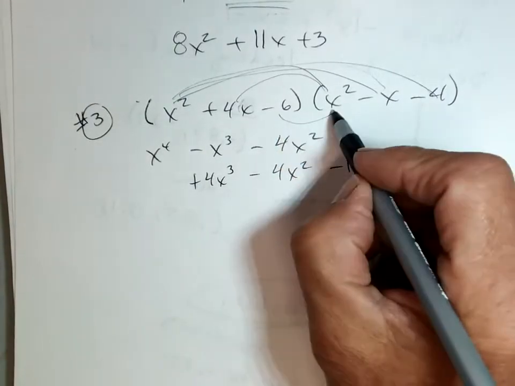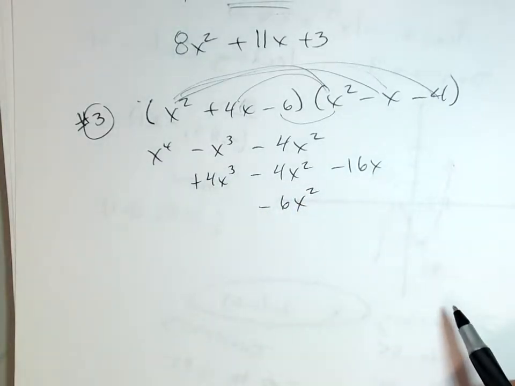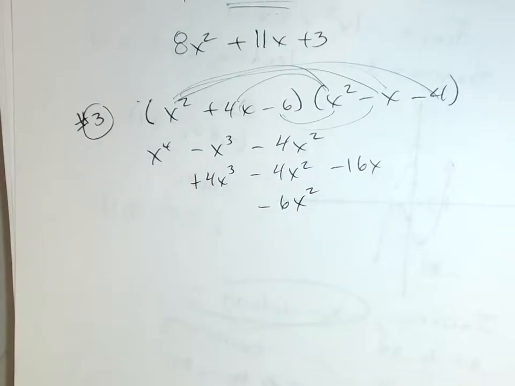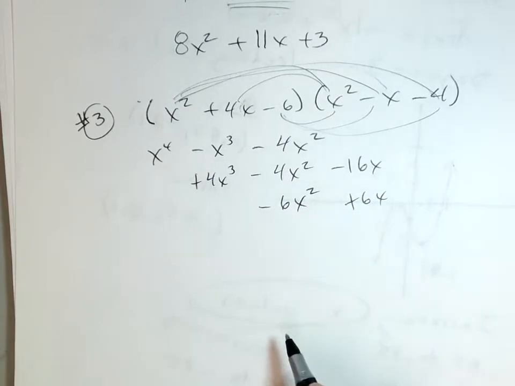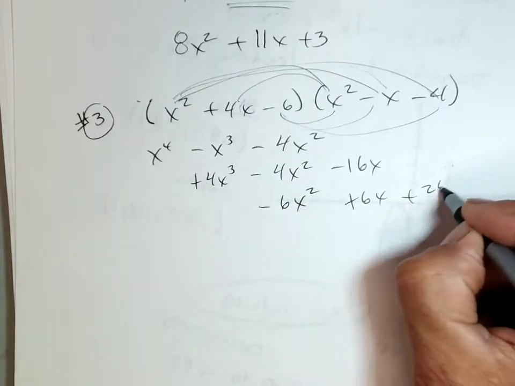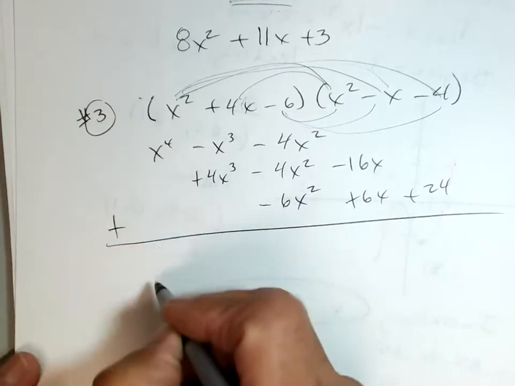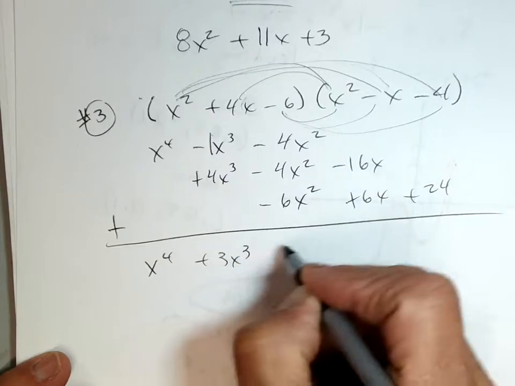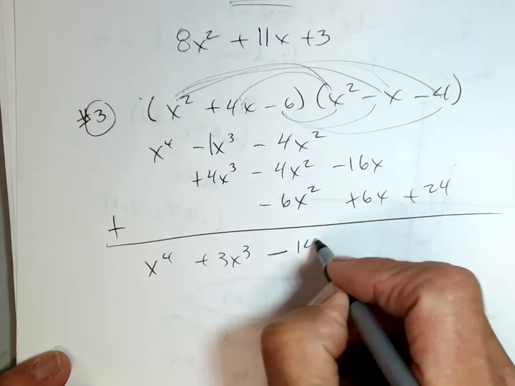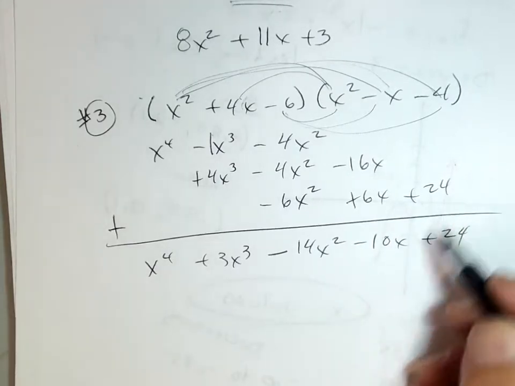So negative 6 times x squared is a negative 6x squared. Put it there. Negative 6 times negative x is a positive 6x. Put it there. Negative 6 times a negative 4 is a positive 24. Okay, now I have everything lined up. I like to do it this way. It's lined up so that I just add straight down, right? So, grand answer. Here we go. x to the fourth plus 3x cubed minus 14x squared minus 10x plus 24. Boom. That's a big answer, huh?